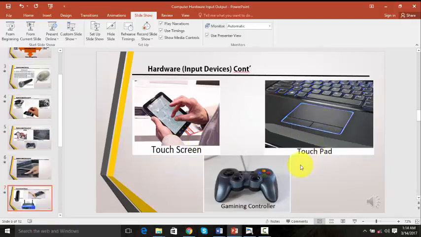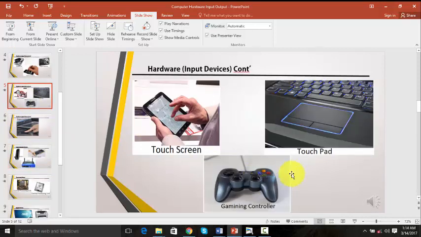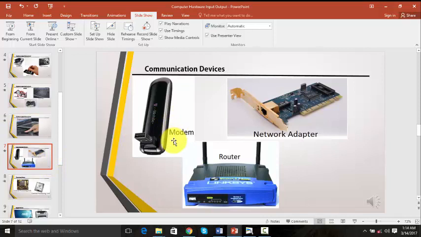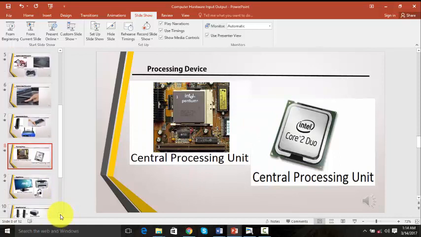We have touchpad as a hardware. We have gaming controller as a hardware. Then we have the fingerprint reader as a hardware, which is connected to the computer. So all components which are connected to the computer are called hardware. Then we have the modem as a hardware. We have the network adapter, which is a hardware. We have the router, which is a hardware. Then we have the central processing unit as a hardware.